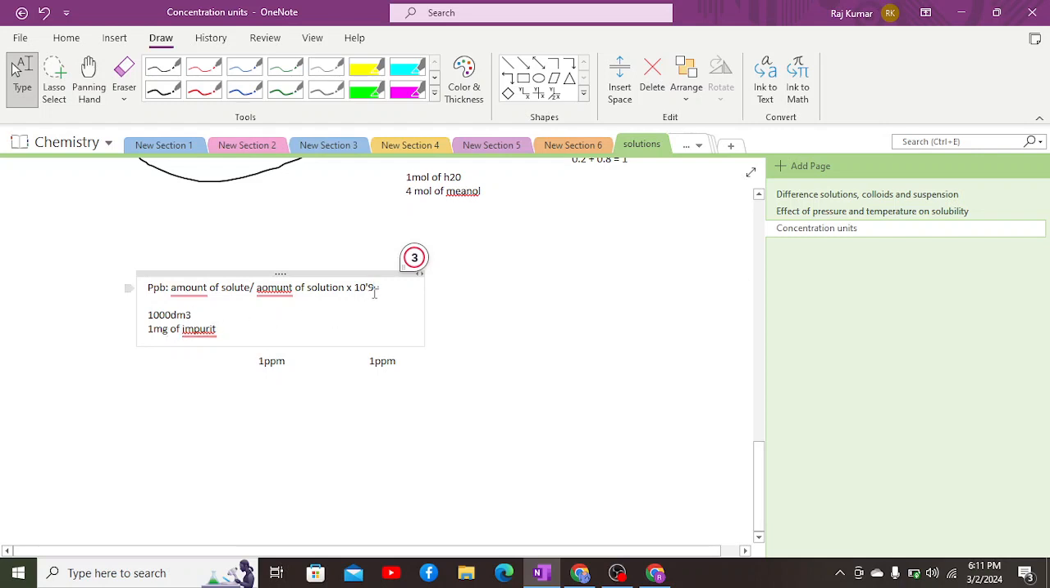If we talk about parts per trillion, then again there would be a power of 12, such that parts per trillion would have amount of solute divided by amount of solution into 10 to the power 12. And here it would be ppt, parts per trillion, and it is the smallest unit of concentration. And in this case we are going to take 1 microgram of impurity present within 1000 decimeter cube of water, which would be considered as 1 part per trillion.